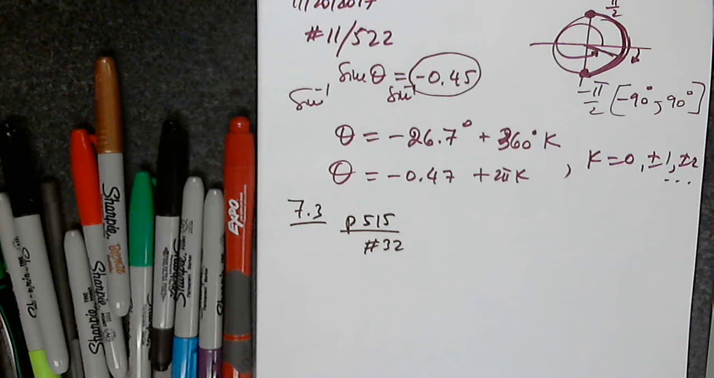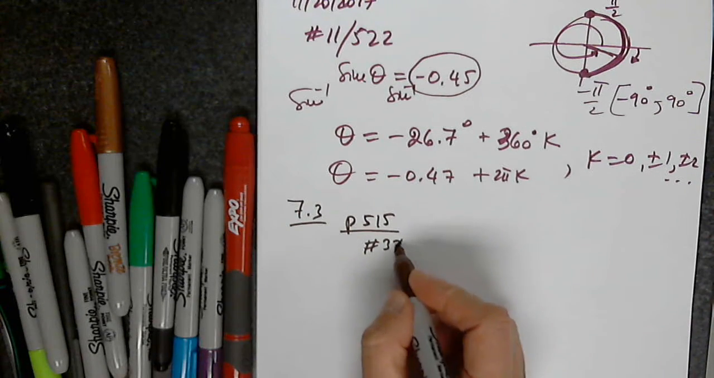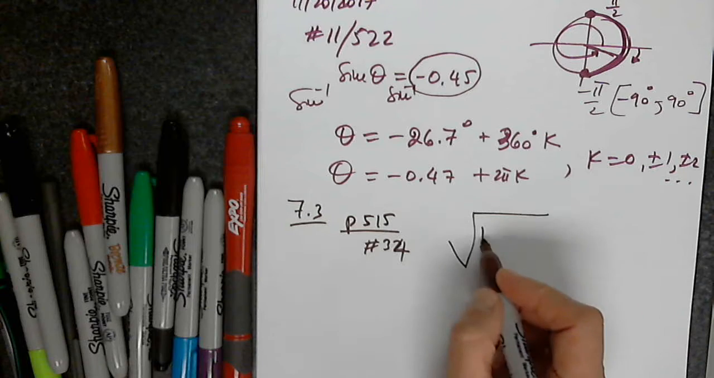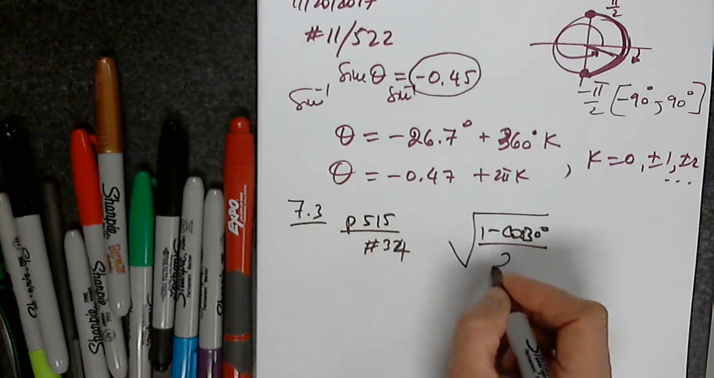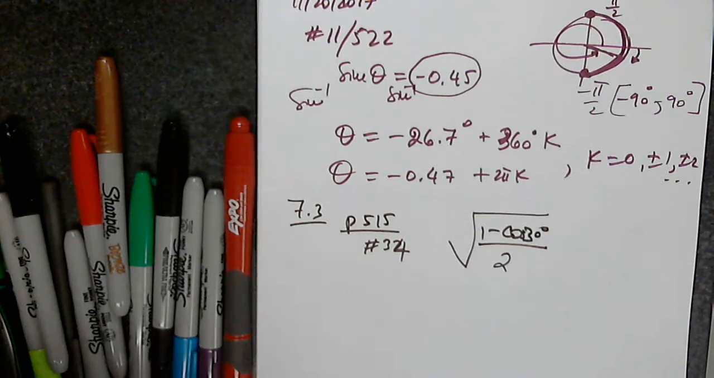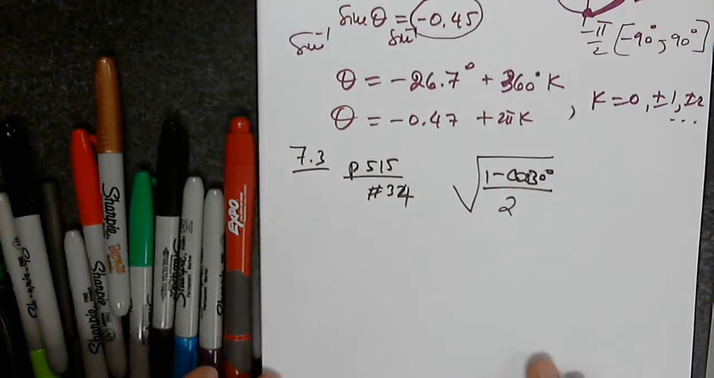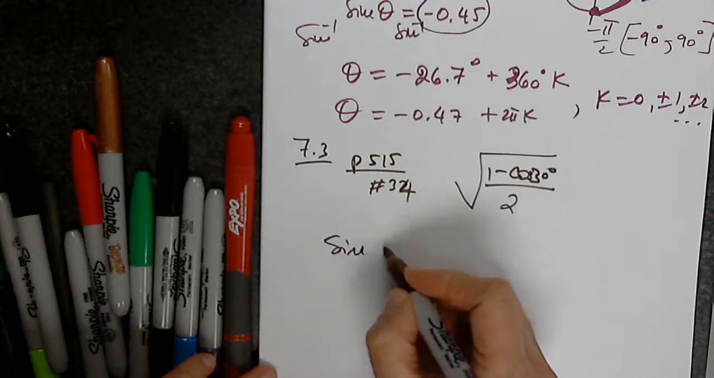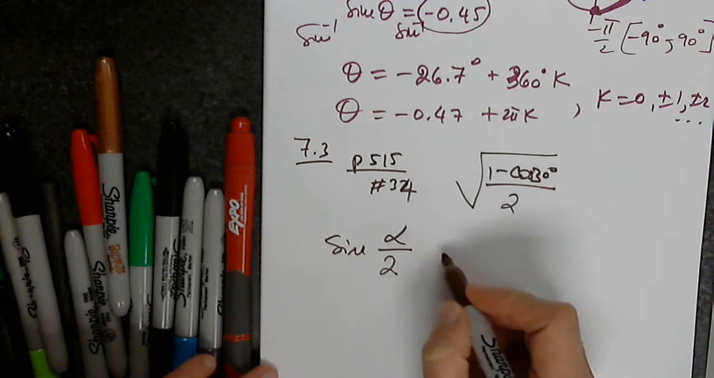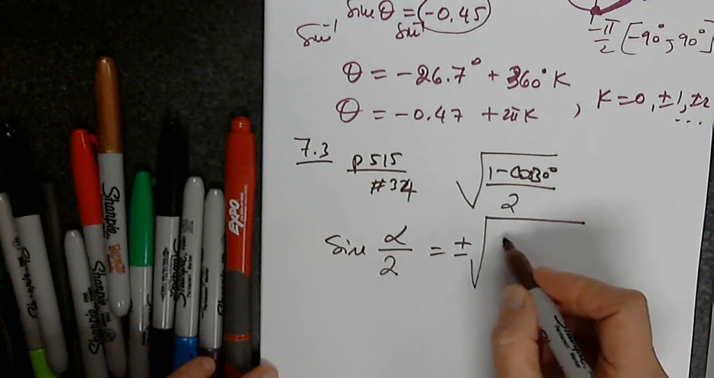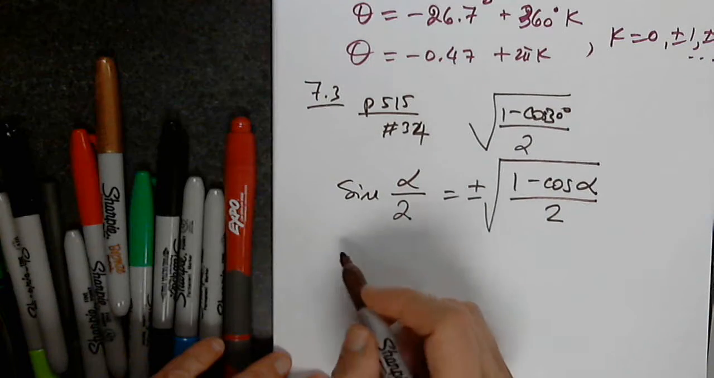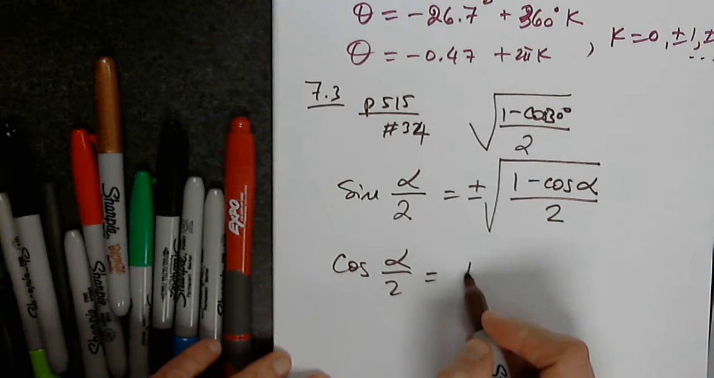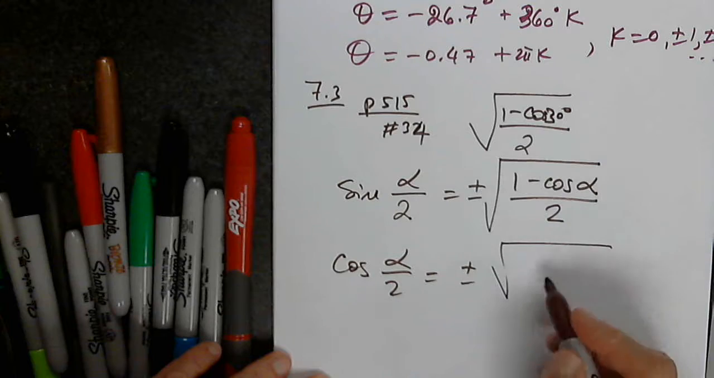So page 515, problem 34. In 34, we have the square root of 1 minus cosine 30 degrees divided by 2. Let me remind you of two very important formulas. Sine of a half angle equals plus or minus the square root of 1 minus cosine of the angle over 2. And cosine of the half angle is plus or minus the square root, the same thing but with plus.